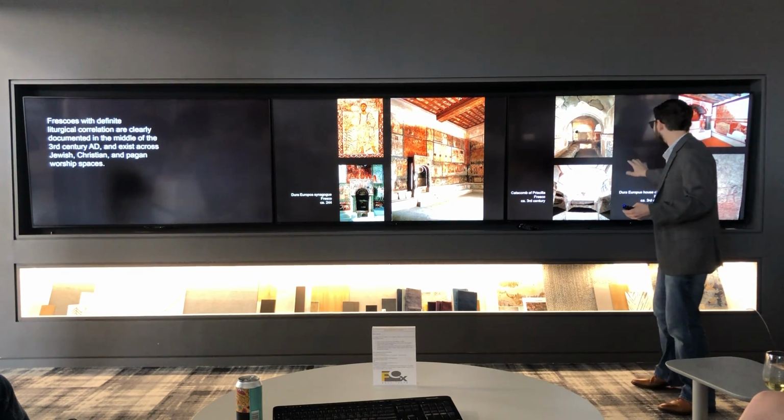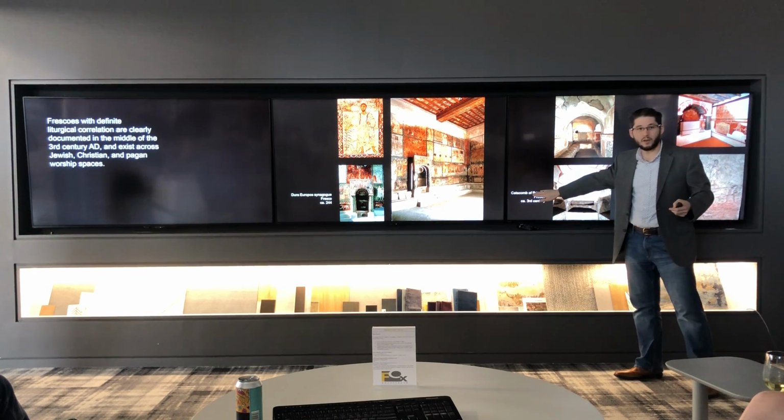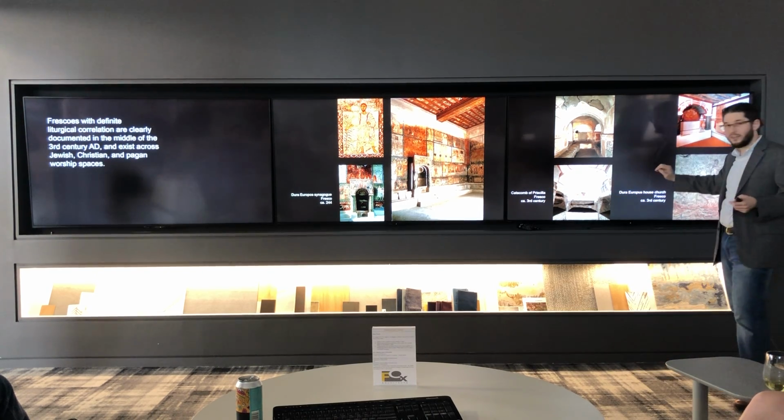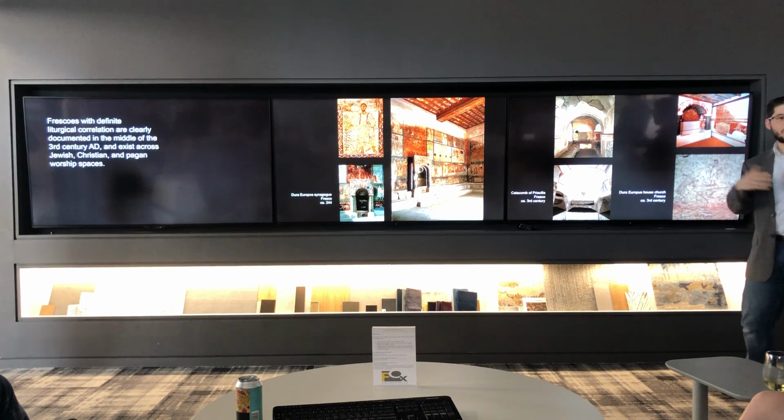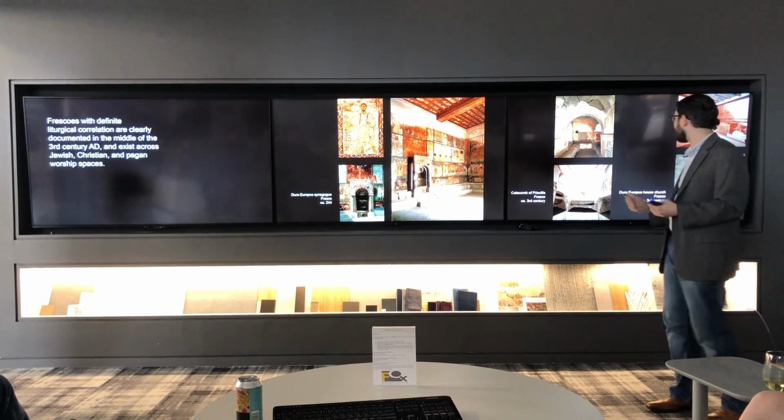So, kind of parallel to that, in Rome, in the catacomb of Priscilla, and in Dura Europos itself, you also have Christian wall art beginning to flourish in the form of a fresco.